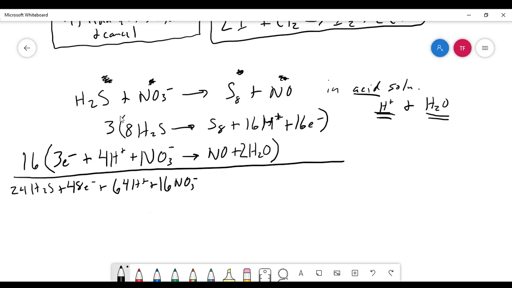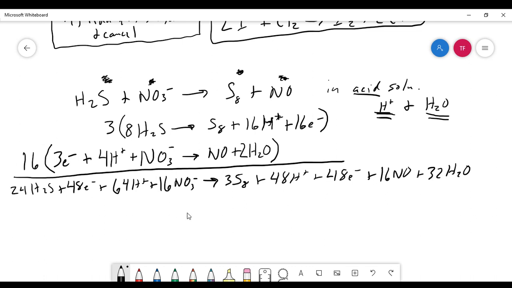So now we've added everything on the left-hand side, the reactant side. We need to do the same thing with the product side. 3 times 1 is 3, so 3 sulfur molecules. 3 times 16 is 48, so 48 hydrogen ions. And 3 times 16 is 48 electrons. Then, from this half reaction products, 16 times 1 is 16 nitrogen monoxide molecules, and 16 times 2 is 32 water molecules. Whew! Okay, so we've added everything.